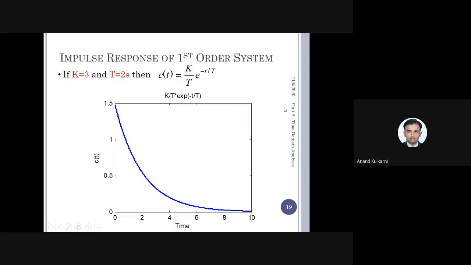So if you know this graph, depending on the value of K and depending on the value of T, the nature of the curve always remains the same. It is an exponentially decreasing curve. Why a decreasing curve? E to the power minus is there. If e to the power plus is there, then it is an increasing curve.